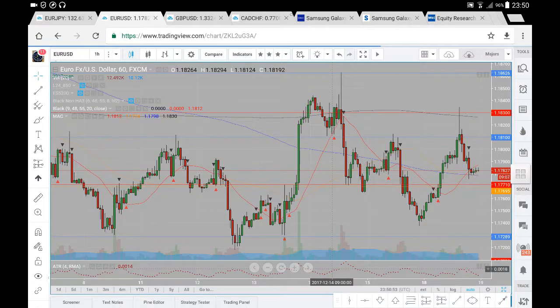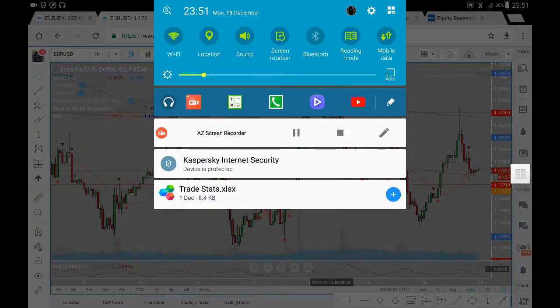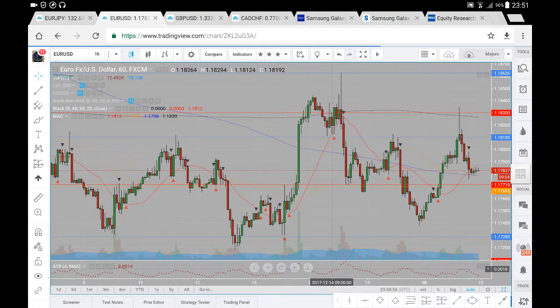So this is the euro dollar analysis for Tuesday, the 19th of December. Now, let's have a look at what prices have done and where they might likely go.